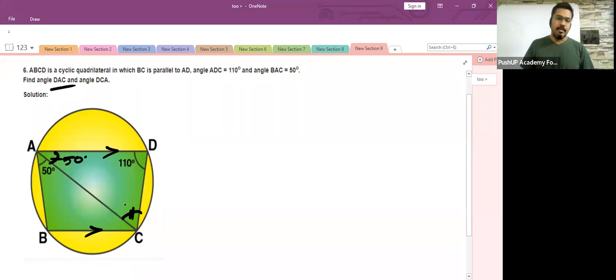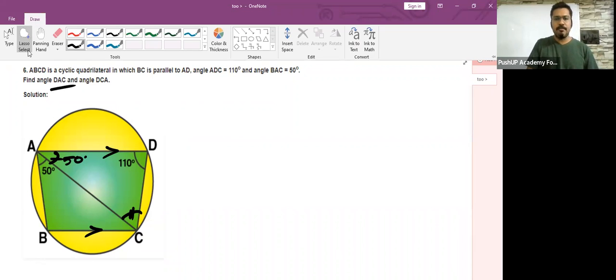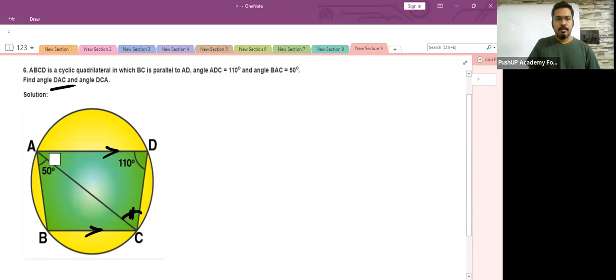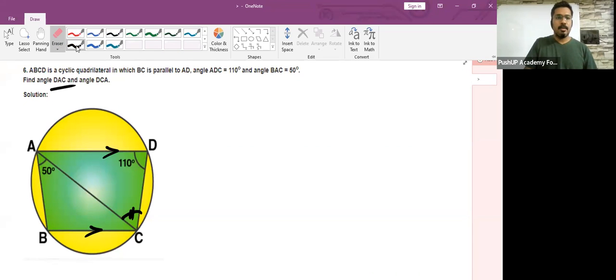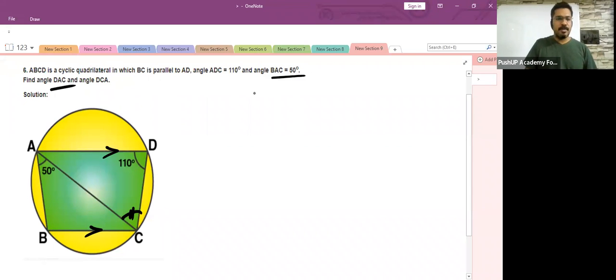BC or ACD, Sia. Oh, wait a minute. These two are parallel, no? Yes, sir. So DCA will be 50. DCA will, but how do you know that angle CAD is 50 degrees? This is the data, right? Angle DAC is 50 degrees. Right? So CAD, DAC is not 50, sir.